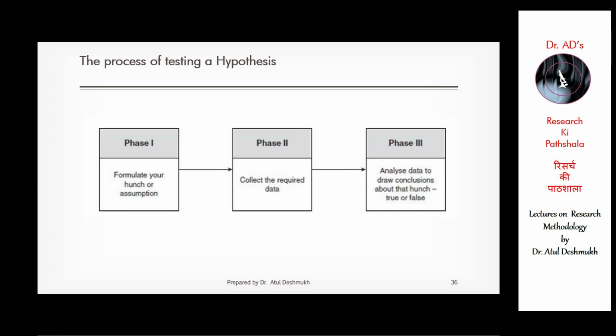Next phase is you get your research designs into place and methods of data collection into place and collect the data. And in phase 3, whatever data is collected, you analyze the data. You apply certain tests of significance so that you will come to a certain conclusion. Based on the conclusion, you will come to know whether your assumption is true or false. Means you will get an answer to your research problem. So basically everything is to find out the answer to your research problem, right? So these are the steps in testing the hypothesis.